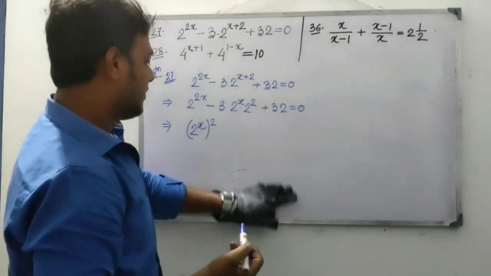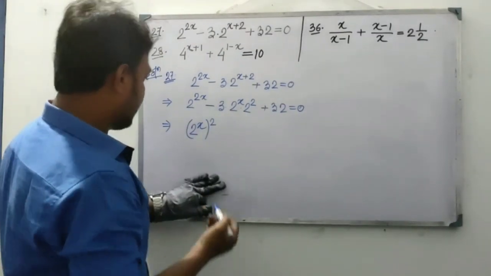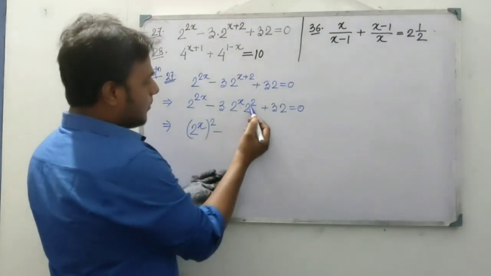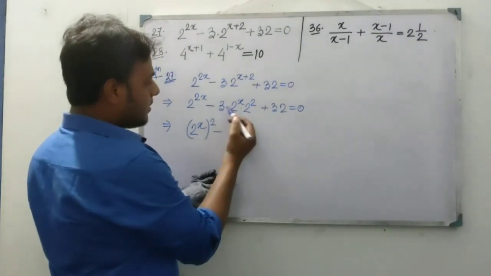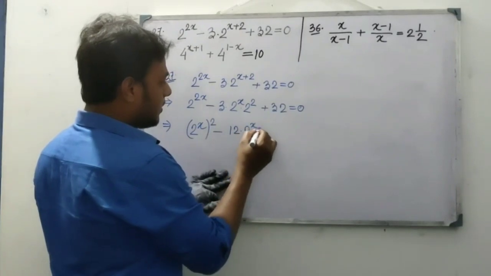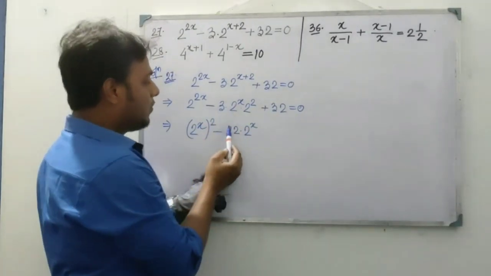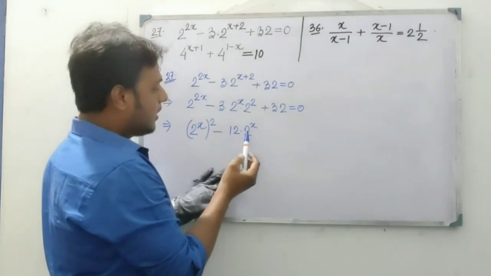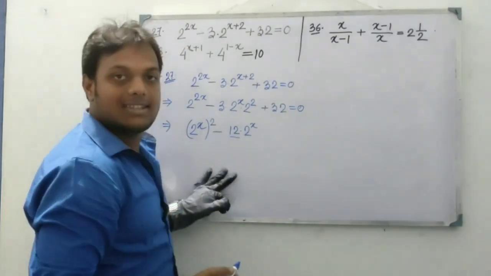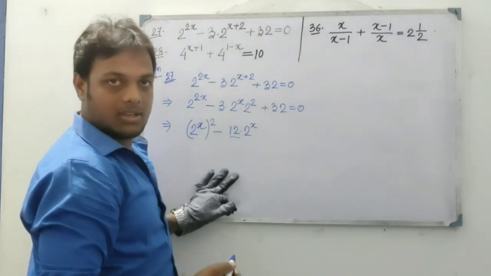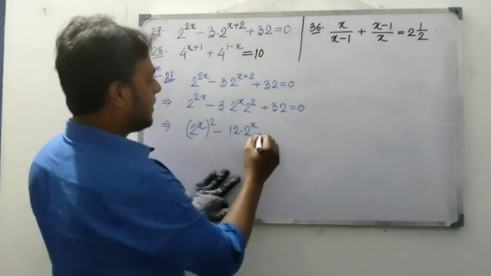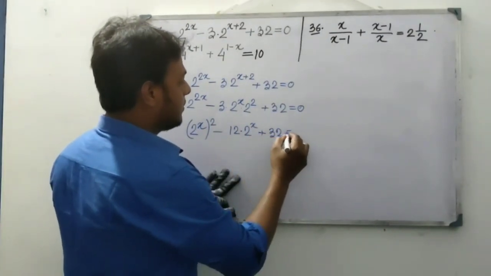That is why we have written here minus 2 square means 4 into 3. 4 into 3 means 12. 12 into 2 to the power x. We can't multiply 12 and 2, since here 12 is an integer and 2 to the power x is an exponent number. So don't make this mistake. Plus 32 equals to 0.